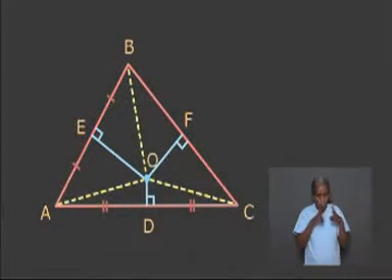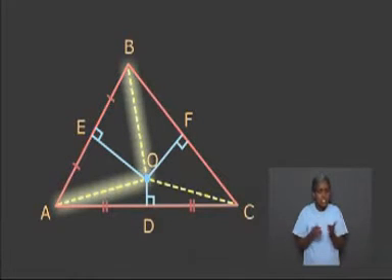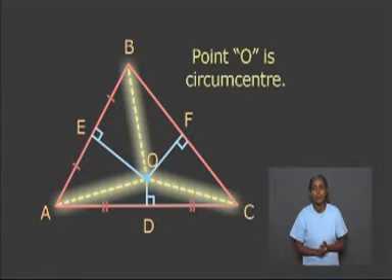Observe point O in the middle of this triangle. Do you notice that it is an equal distance away from all three vertices? This is a theorem. It states that the perpendicular bisectors of the sides of any triangle are concurrent at a point which is equidistant from the vertices of the triangle. The point where they meet is called the circumcenter.